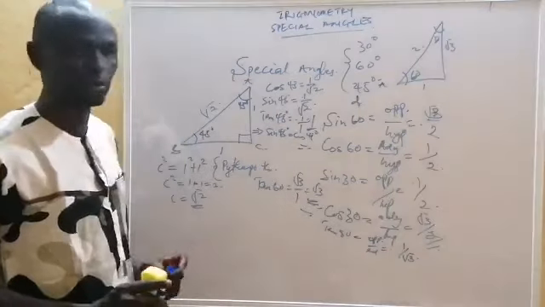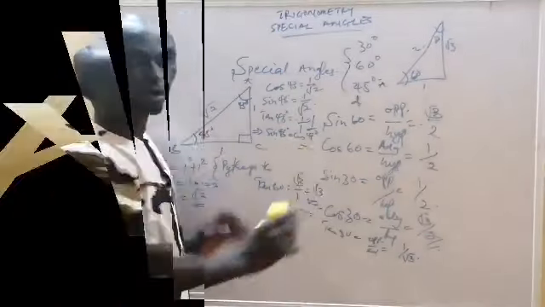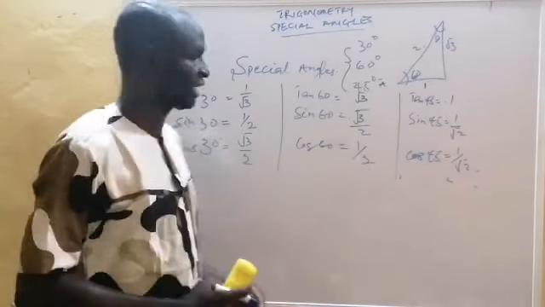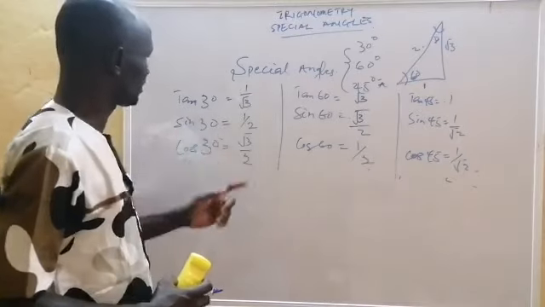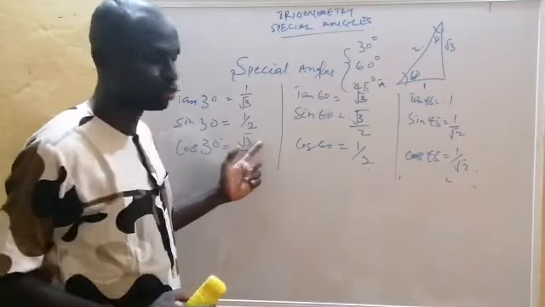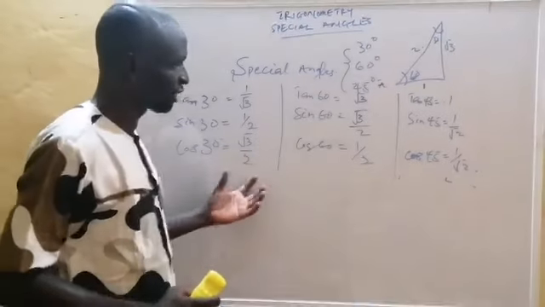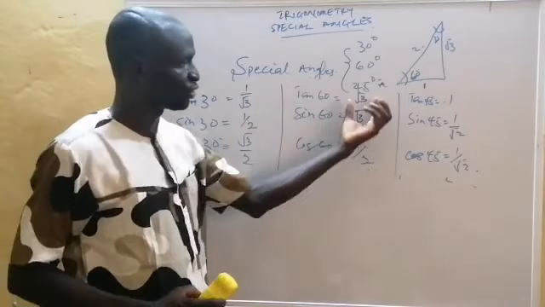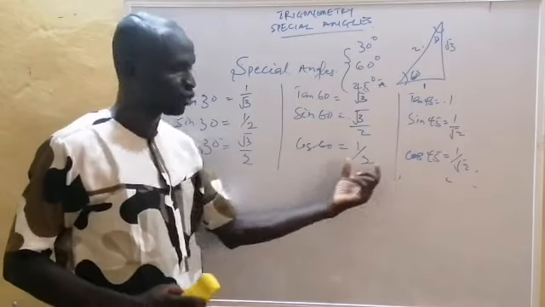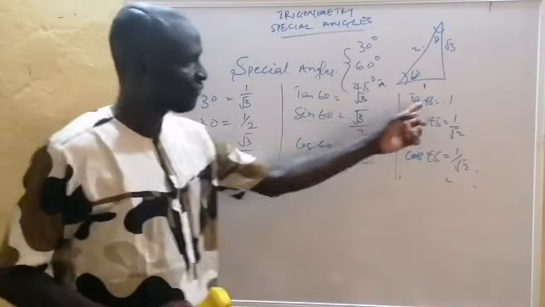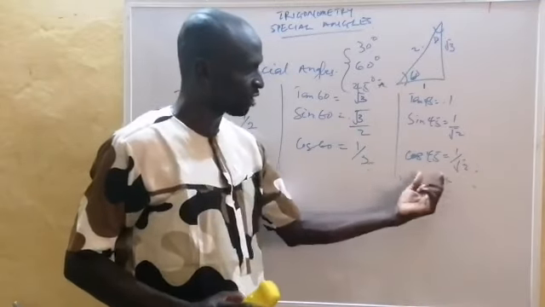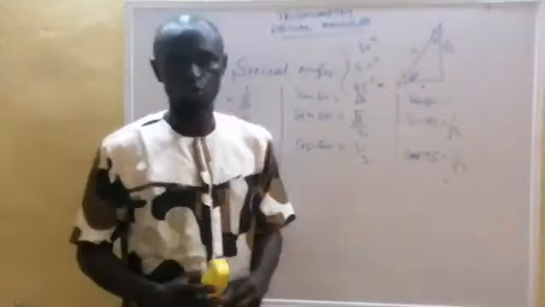But I'd like to put our results out in a more conspicuous manner. We can now see that we have shown that our tan 30 is 1 over root 3, sine 30 is 1 over 2, cos 30 is root 3 over 2, tan 60 is root 3, sine 60 is root 3 over 2, cos 60 is 1 over 2. Tan 45 is 1, sine 45 is 1 over root 2, and cos 45 is 1 over root 2.